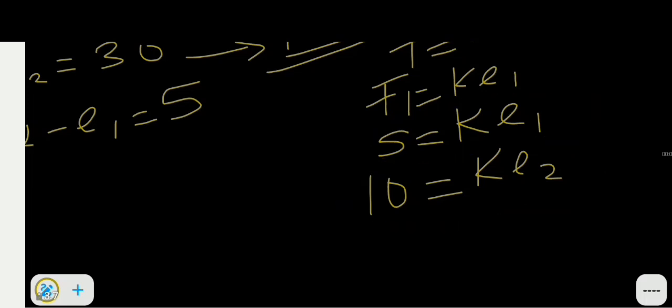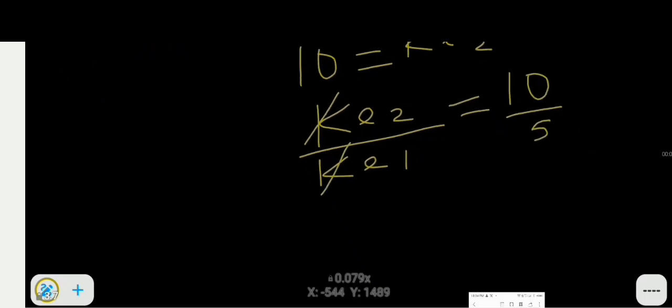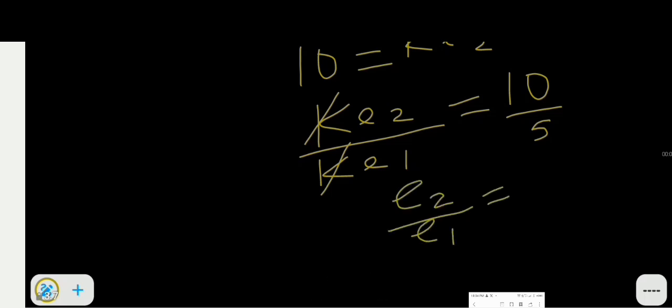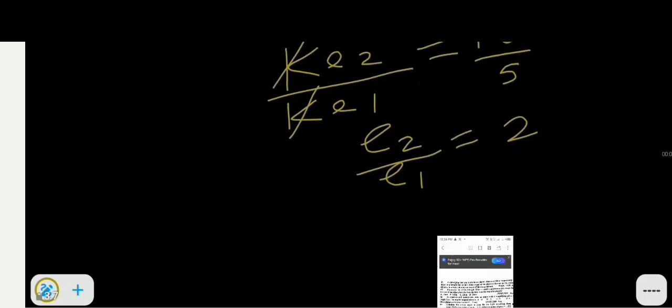So you're going to get K E2 divided by K E1 is equals to 10 over 5. K cancel K. So you can get E2 over E1 is equals to 10 over 5 is 2. So from here you can find the relationship between E2 and E1. So you can say E2, cross multiply, that will give you 2E1. So E2 is equal to 2E1.